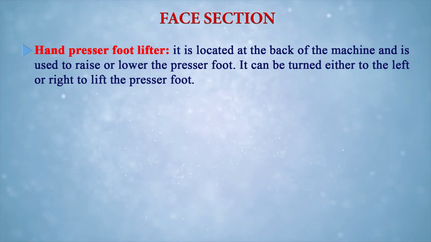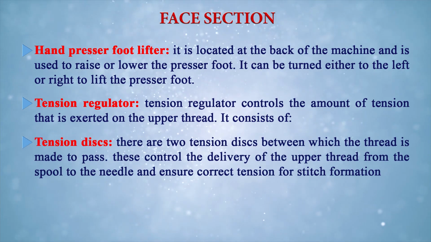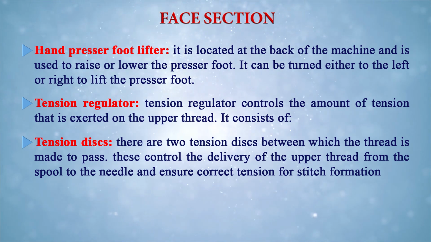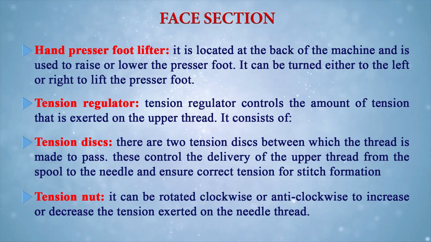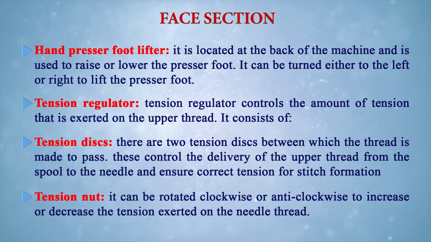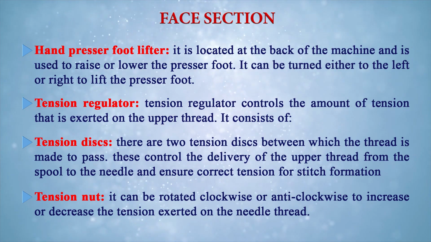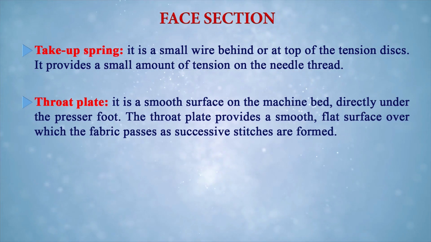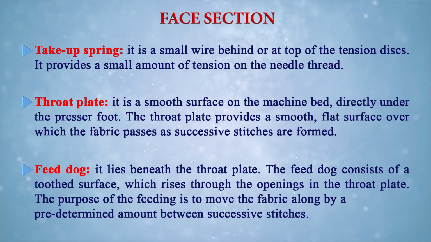In that we have the tension regulator, and we have the tension discs. There are two tension discs between which the thread is passed. Then we have the tension nut. It can be rotated clockwise and anti-clockwise to increase or decrease the tension exerted on the needle thread. Then we have the take up spring, throat plate and the feed dog on the face part of the machine.